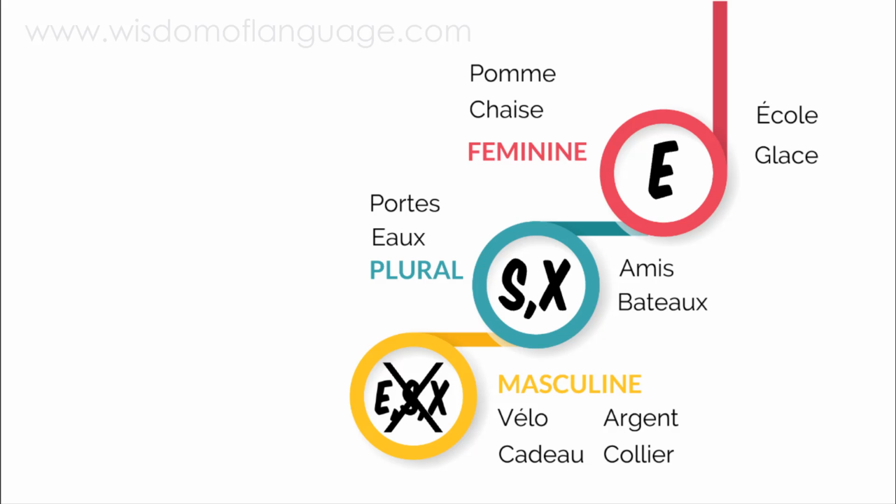This is the actual way to find out the gender of the noun. It's very simple. First you check for E, and then you check for S or X. And if these three are not there, then it is automatically masculine. Simple. This rule will help you with almost 85% of the time, maybe.